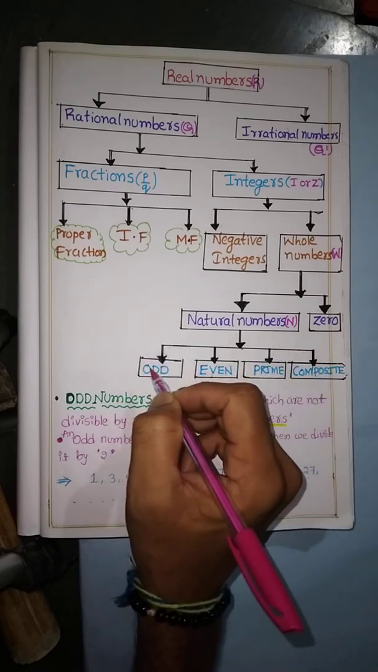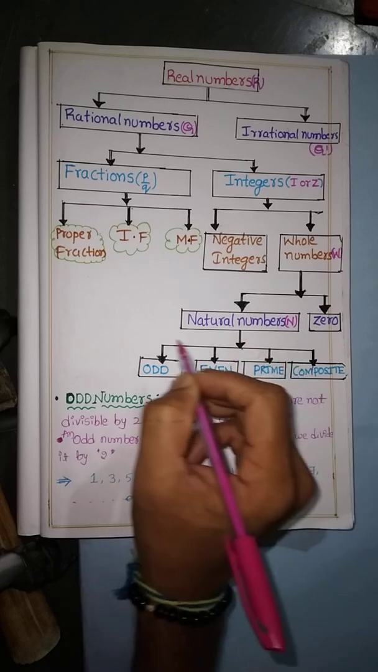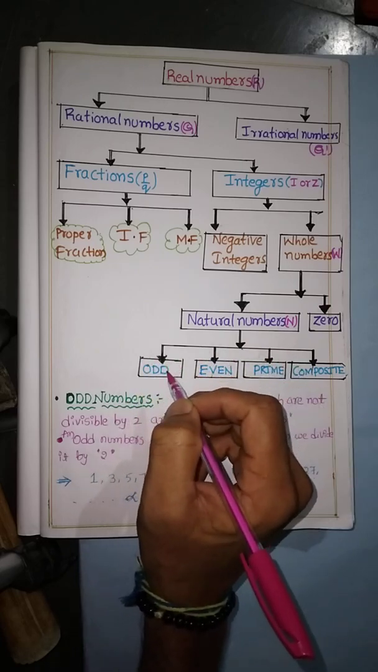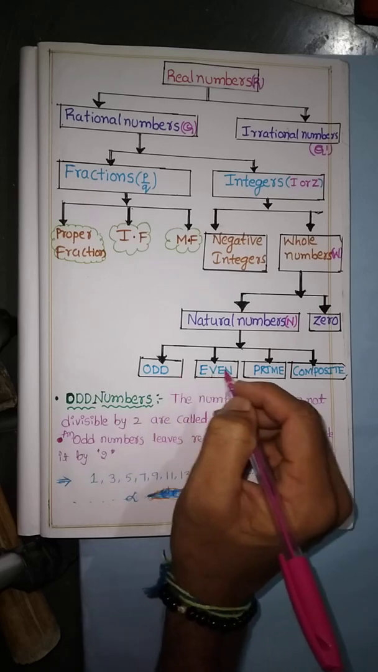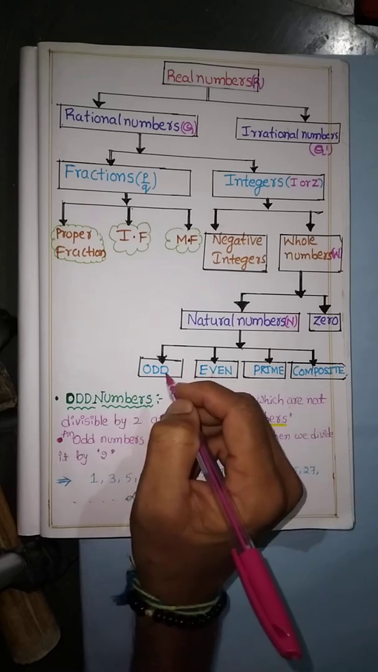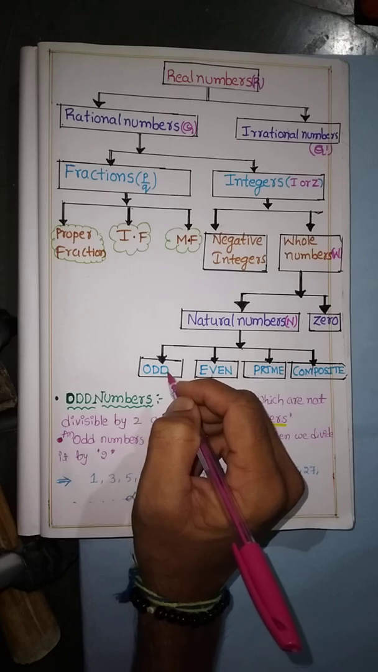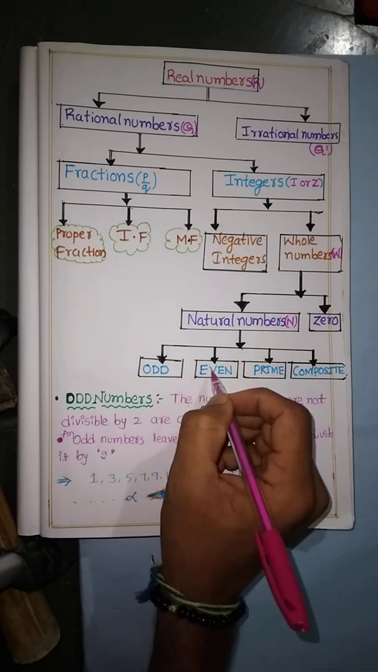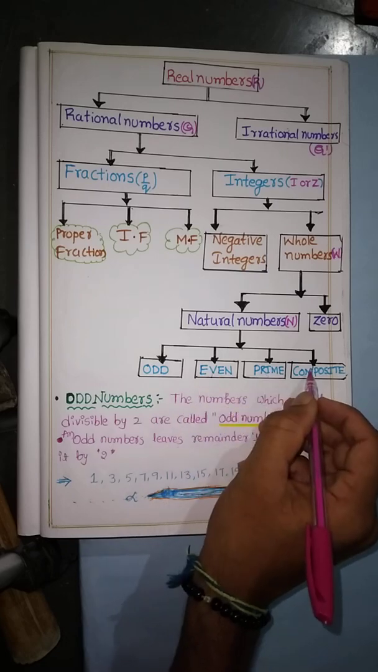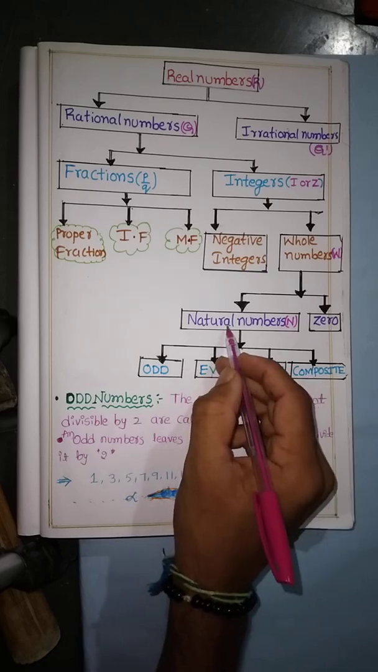If you forget these concepts, don't bother and don't worry. This channel helps you get more knowledge. Anyhow, it is better to learn each concept. First we need to learn about odd numbers, then even numbers, prime numbers, composite numbers, then natural numbers.